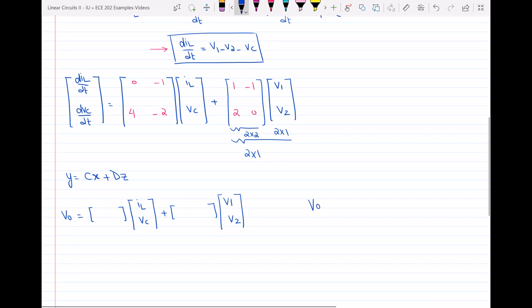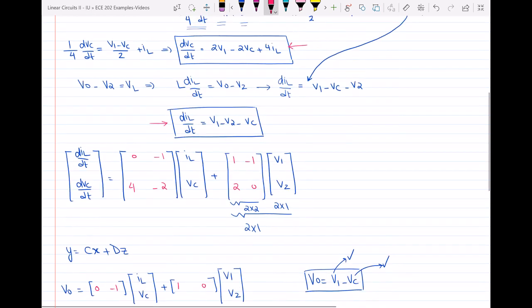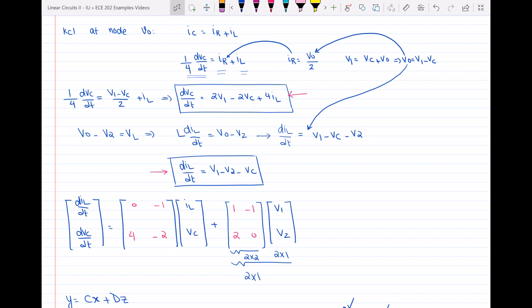Up there, we found that VO was equal to V1 minus VC. So we already have the equation ready, because we know that it should be in terms of the state variable and the input, which is correct. So I'm going to fill in this matrix format with the equation of VO. VO is -1 VC, so we don't have any IL, we have -1 VC, we have 1 V1 and 0 V2.